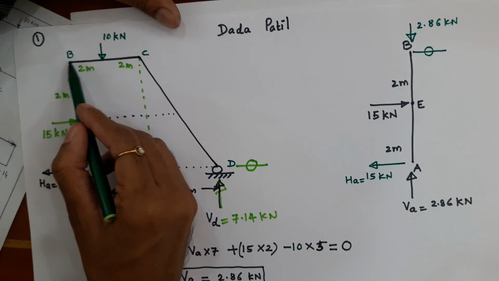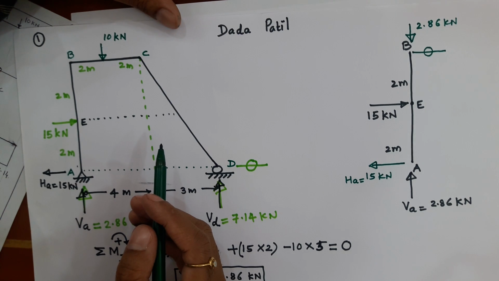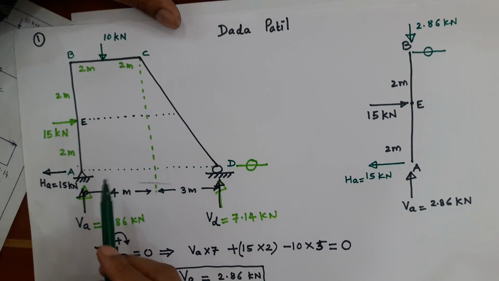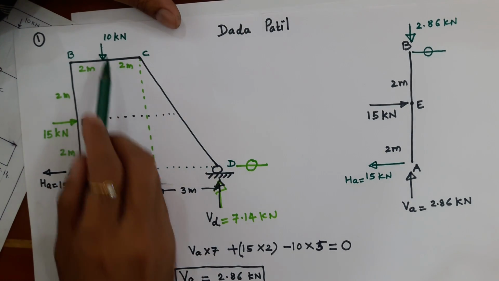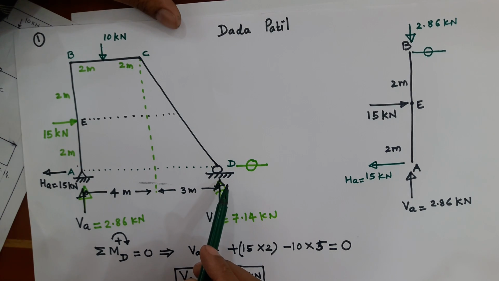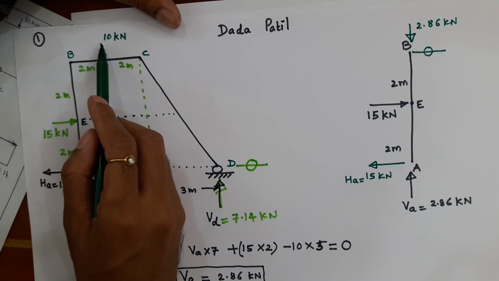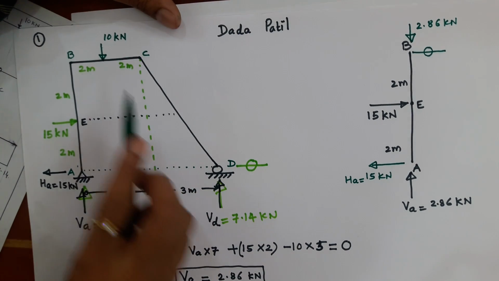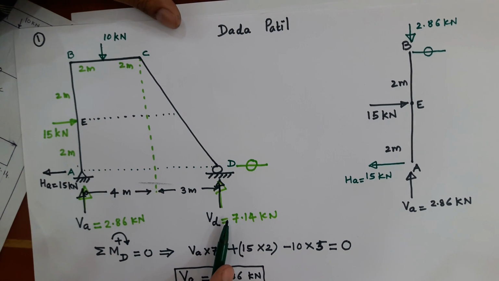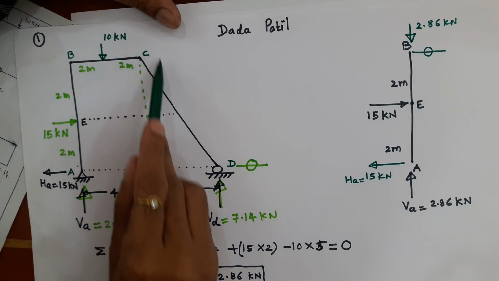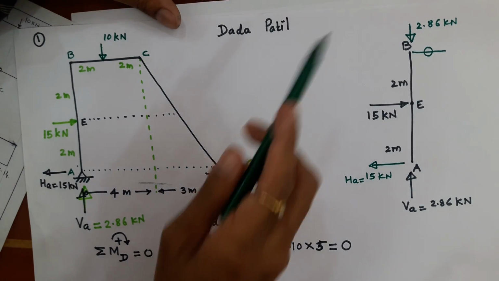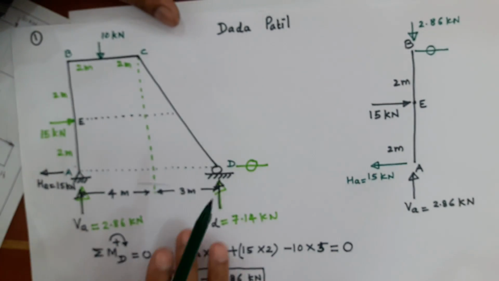That means when I cut this part BCD and throw it away imaginarily, let us see what happens. This 10 is in the downward direction and this 7.14 is in the upward direction. The net effect of these two forces is 2.86 in the downward direction, because 10 is the greater force, acting downward, and 7.14 is smaller. So 10 minus 7.14 is 2.86, and the net effect is downward. Therefore here 2.86 is in the downward direction.